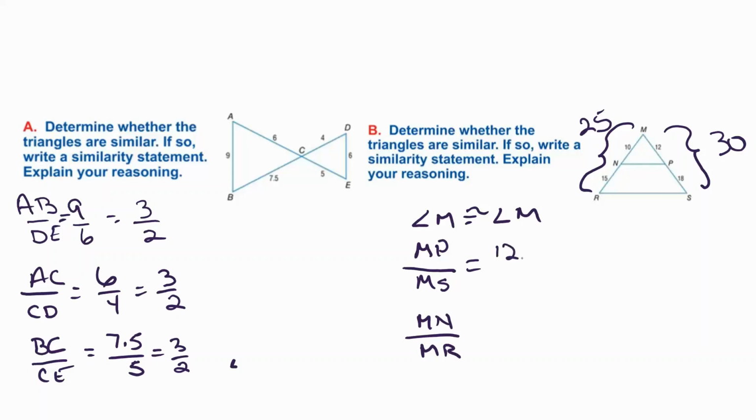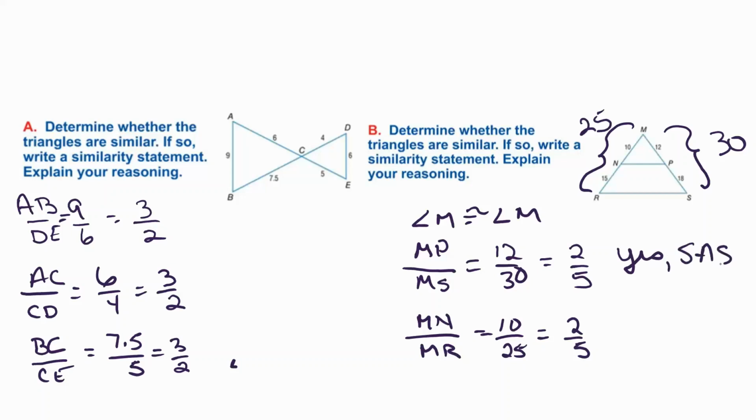So MP is 12 over 30, which reduces to 2/5. MN is 10 over 25, which also reduces to 2/5. So yes, by side-angle-side similarity, triangle MNP is similar to triangle MRS.